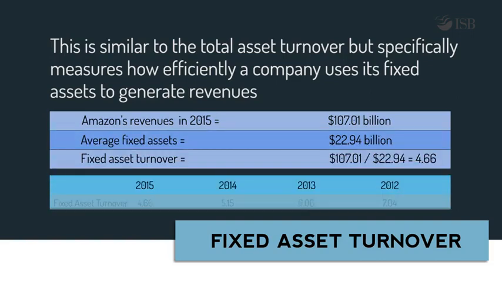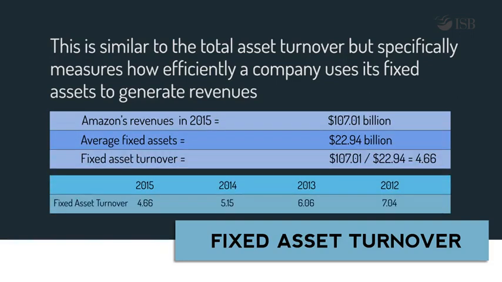Similar to total asset turnover, Amazon's fixed asset turnover has decreased over the last 4 years. This again is not necessarily bad, as its fixed assets have almost tripled in 4 years. Amazon may have invested more in fixed assets with a focus on future growth.